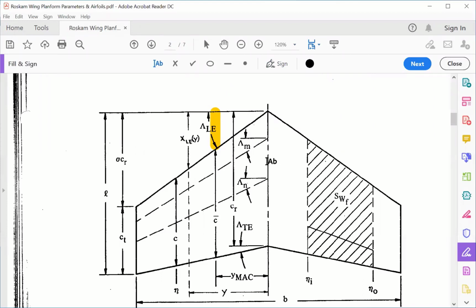And also the y distance out horizontally out to where the mean aerodynamic chord is. So that locates C bar in XY space. So we're going to have formulas for that.